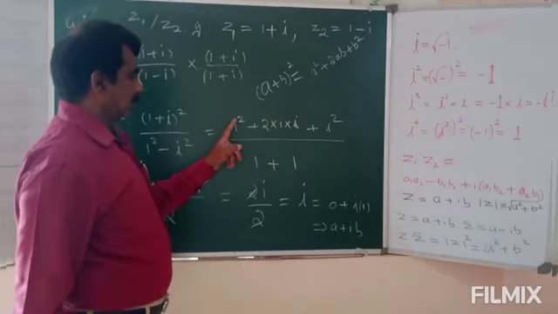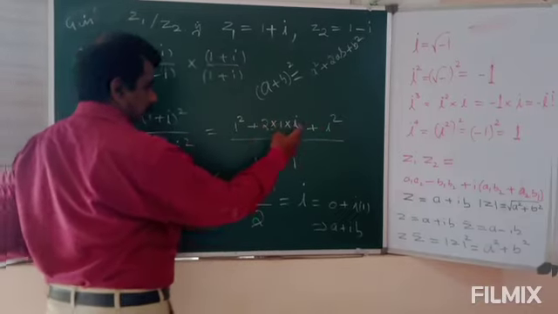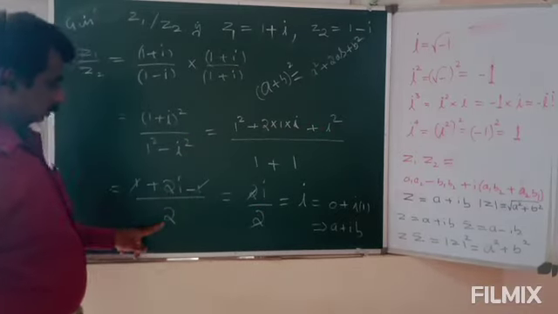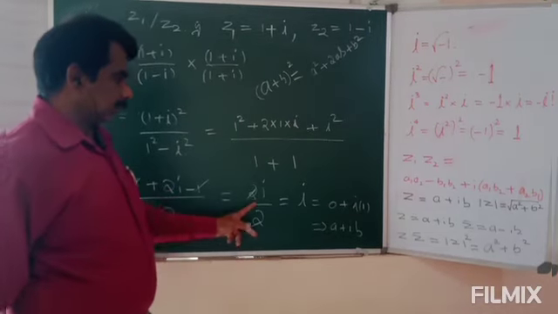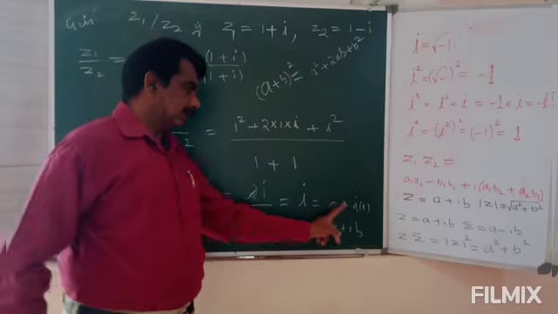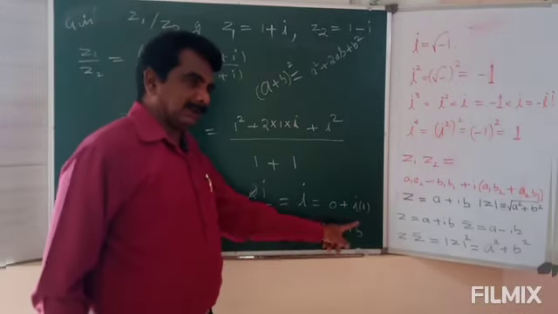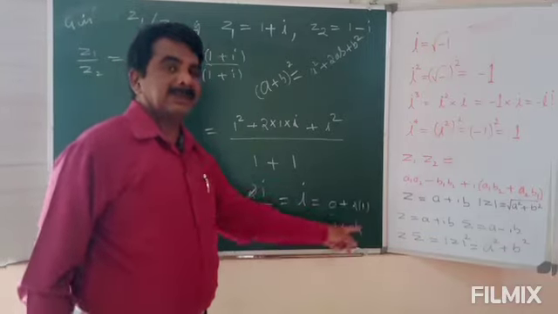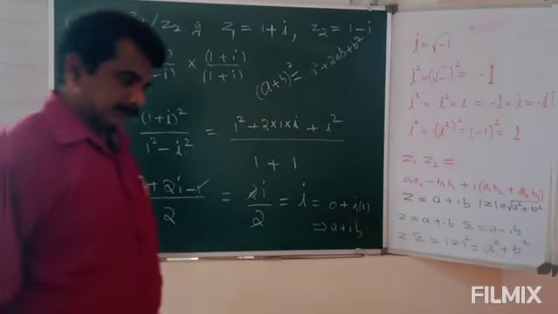Okay, here 1 square is 1, i square is minus 1, 2 into 1 into i is 2i, over 2. Plus 1 minus 1 cancel, and 2i by 2 leaves i. This is equal to 0 plus i into 1, which is in the form a plus ib, where a is 0 and b is 1. Okay? Write it down. Work it out.